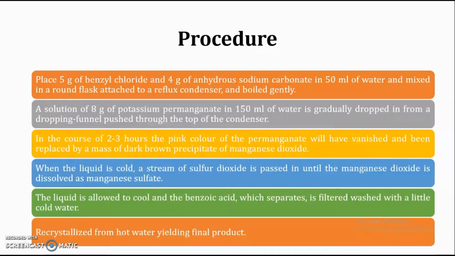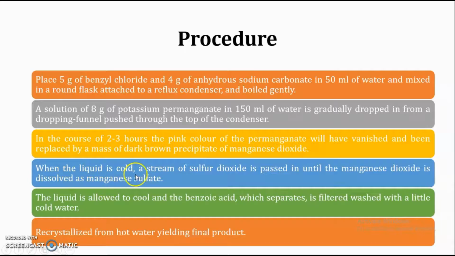What happens when sodium sulfite is added? Whatever manganese dioxide that is formed, this manganese dioxide will react with the sodium sulfite, which leads to the formation of manganese sulfate, which is soluble, and our benzoic acid will be separated from the manganese dioxide. For that purpose, we are going to use the sodium sulfite, or a stream of sulfur dioxide is passed.